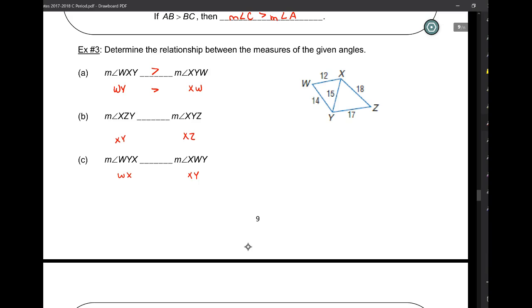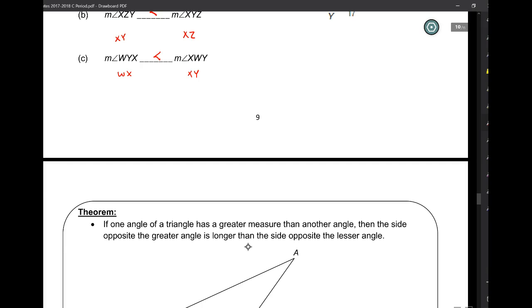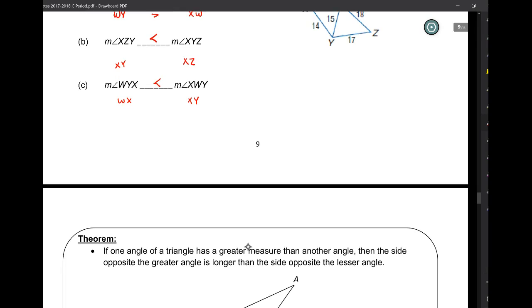Okay, so everybody has an inequality. So for B, do we put in a greater than or less than sign? Less than. Do we agree? And for C, less than. Perfect. Yes, Sydney.